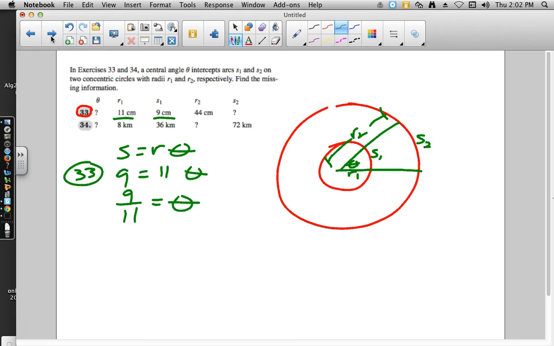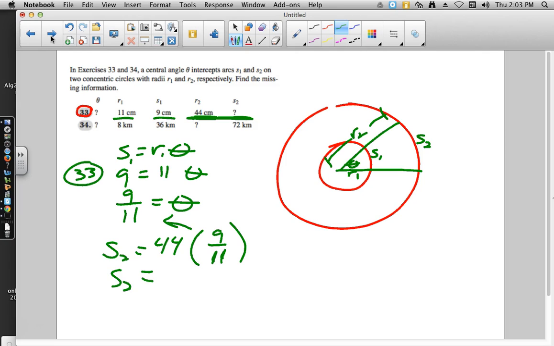So now that I know that that is theta, now I can go ahead and figure out what's going on with the arc length for S2, because this was all in the first circle, the little circle. Now everything in the second circle is what I need to find. So for the second circle, they have the radius at 44, and I know theta from the calculations that I just did is 9/11ths. And so we would just multiply that out. 44 times 9 divided by 11, 36 centimeters. So working backwards to find theta in the small circle, and then forwards to figure out our arc length for the larger circle.